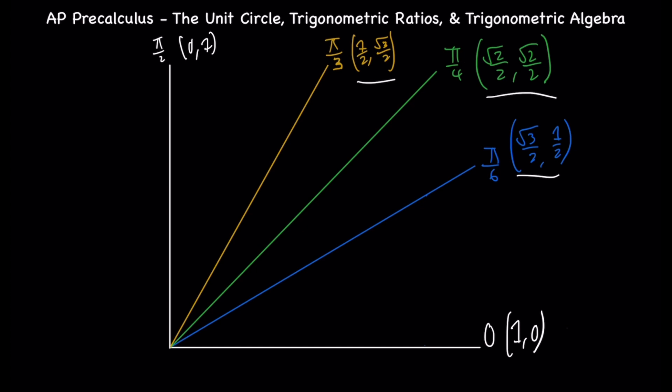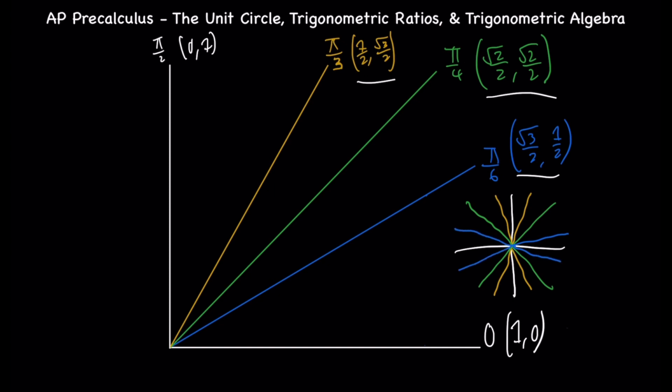One thing I will finish off on, though, for the unit circle. Pi over 3 is going to correspond with these angles. This is not really drawn well, so don't worry. Pi over 4 is going to correspond with that. Pi over 6 is going to correspond with that.